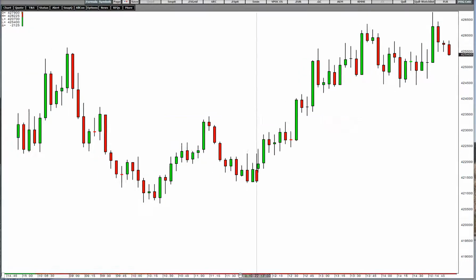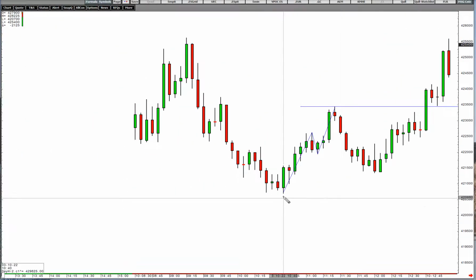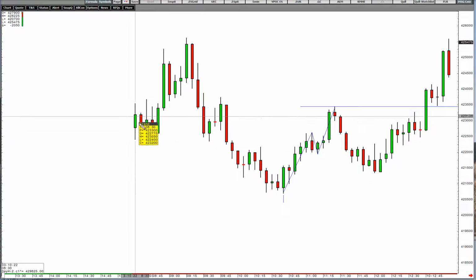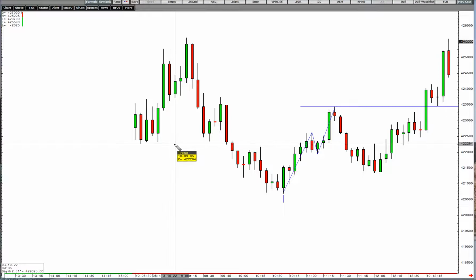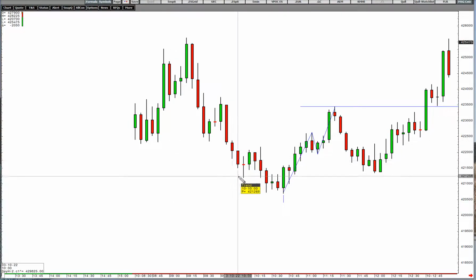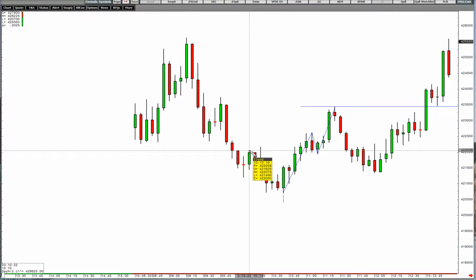So again, that is the simplicity of a U-turn. I start my counts at the low of day, wherever the low of day may be. This is a little early in the pit session, but let's see, when do we start making low of days? We started making low of days here. Here we just got one leg up.